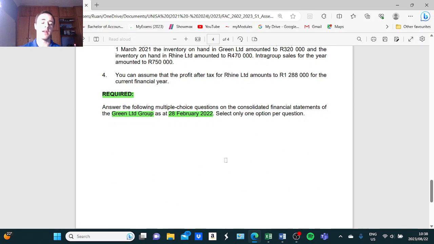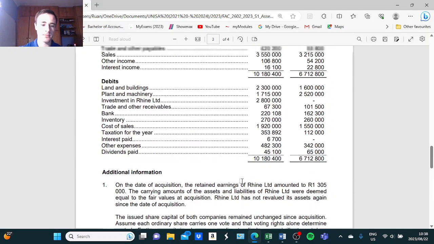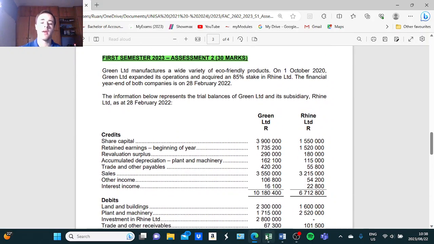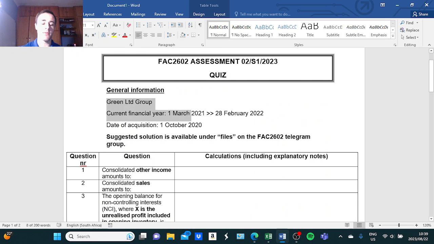The second piece of information that we can note from the required section is our current financial year. We are focusing on the financial statements for the year ended 28 February 2022. So the current year has started on the 1st of March 2021. As I've emphasized numerous times in other lessons, please indicate your current financial year as well before you start with your calculations. So this is just general information that you need to take note of.